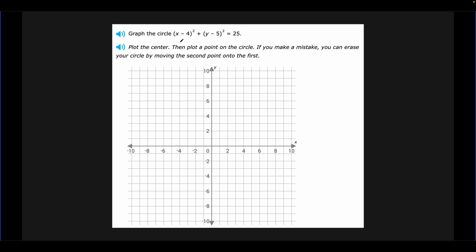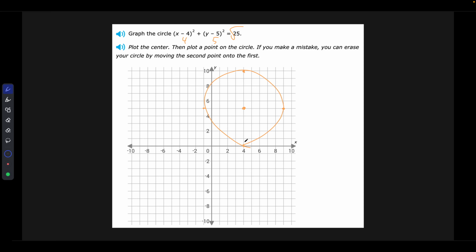So let's see how this works. Again, it says graph. We take the numbers in there and we reverse them. So this is going to be +4 and +5, so 4 and 5 is going to be our center. And then we take the square root of 25, which is 5. So from the center, we go 5: 1, 2, 3, 4, 5. That's not 5. Let's try that again. This is 5. Got 5 in this direction, which is here and here. And then, I'm not going to draw a perfect circle here, of course, but there's our circle.